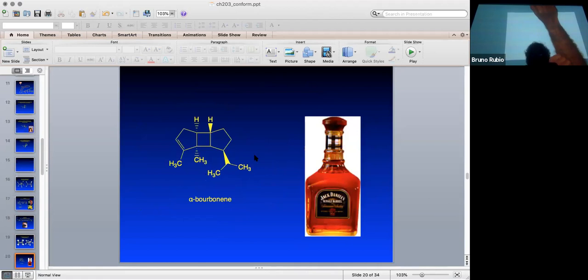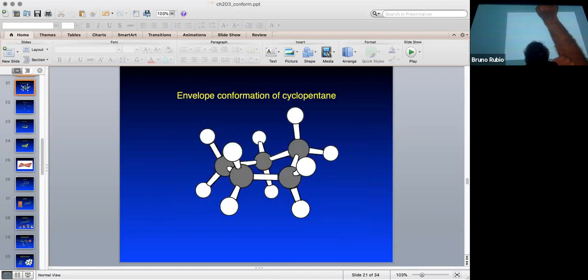So here's a molecule that has the cyclobutane moiety in it, alpha-berberine. It's one of the molecules that's responsible for the flavor of bourbon whiskey. So again, nature has no trouble making these cyclobutane rings, and they're fairly easy to make in the lab.